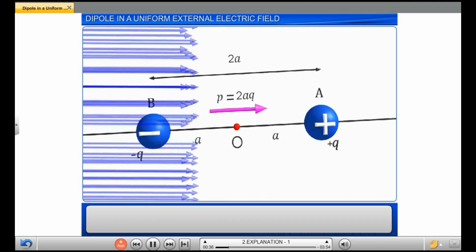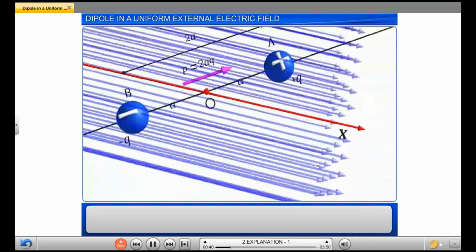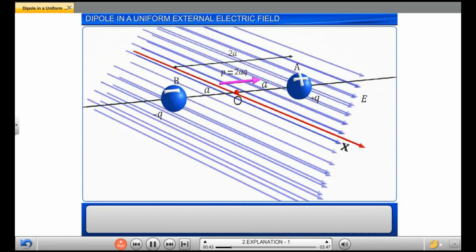Let the electric dipole be placed in a uniform external electric field of strength E, with its axis AB making an angle theta with the direction of the external electric field. Now, the charge +Q of the dipole experiences a force F equal to QE in the direction of the external electric field, and the charge -Q experiences a force F equal to QE in the opposite direction of the external electric field.